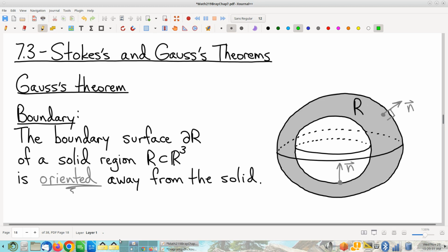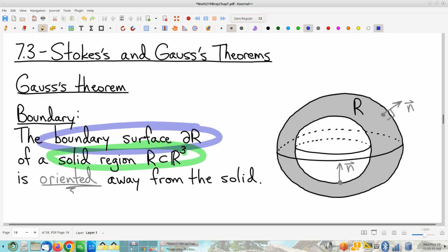So we're talking about three-dimensional solids and their boundary surfaces. And we have a convention now on what we mean by an orientation when we say the boundary of a solid. Keep in mind the word boundary, loaded word, right? The word boundary now specifically implies a specific orientation.